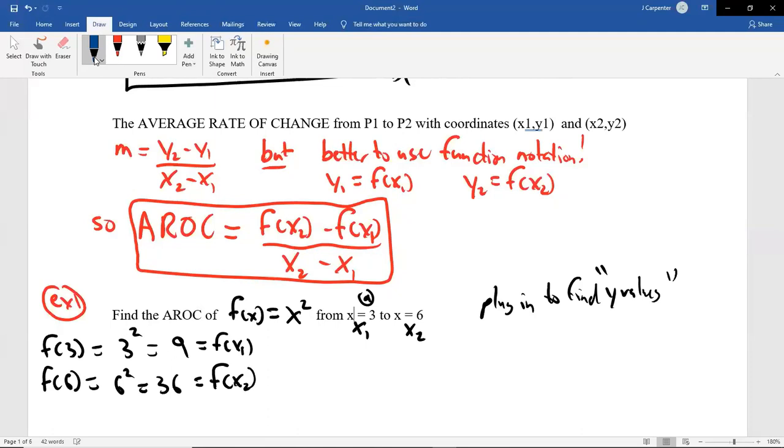That's what we call f of x2. That's f of 6. x1 is the 3, x2 is the 6. You can see the numbers you plug in that associate with them. That's one of the advantages of function notation we talked about last time. So now the numbers that we need are the 3, the 6, the 9, and the 36. All we're doing is calculating a slope using that. That is literally what an average rate of change is.